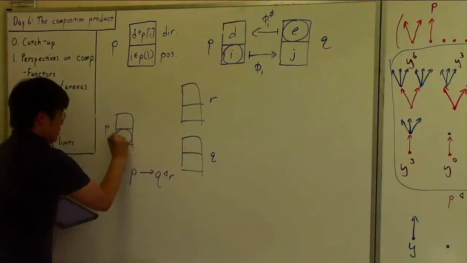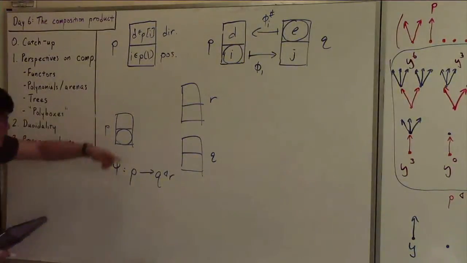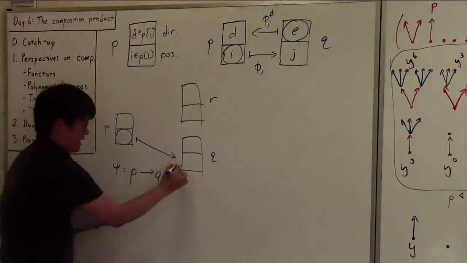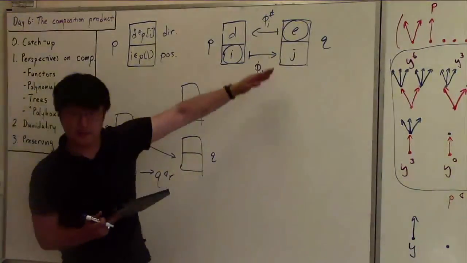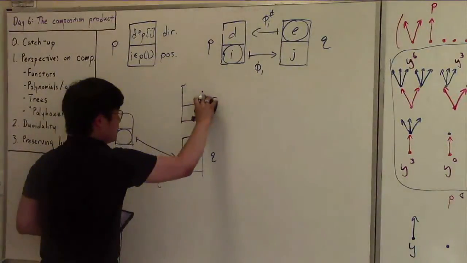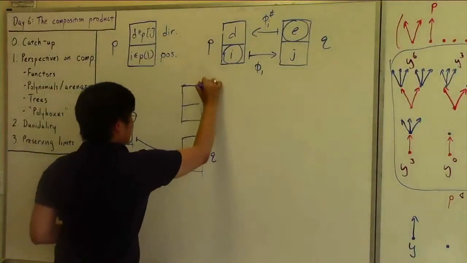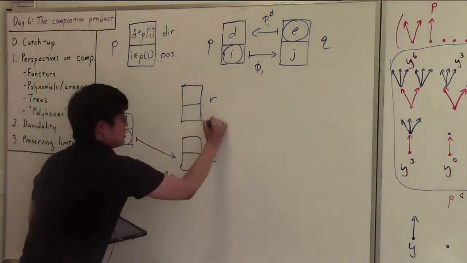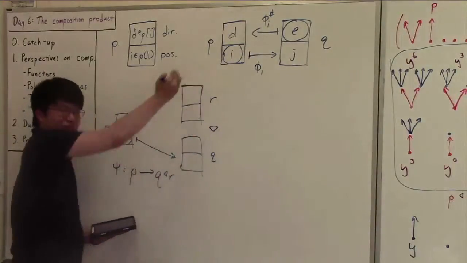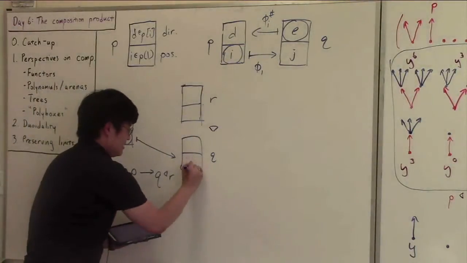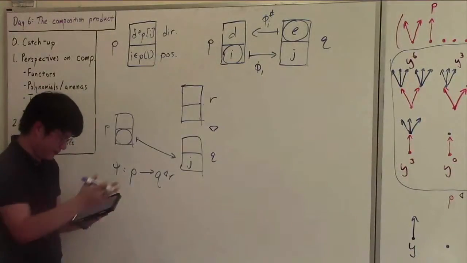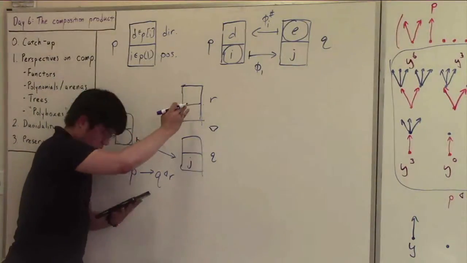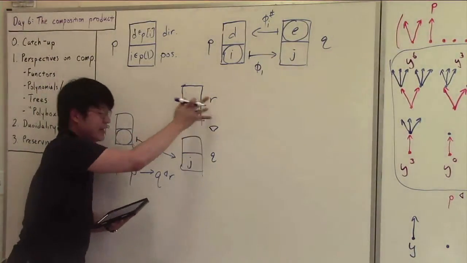Again, we can give a position of P, right? That's something we contribute. And this spreadsheet is going to automatically tell us a position of Q composed with R, just like it did up here. But a position of Q composed with R actually comes in two parts. It's going to give us a position of Q, but it's also going to give us a position of R for every direction of Q at J.